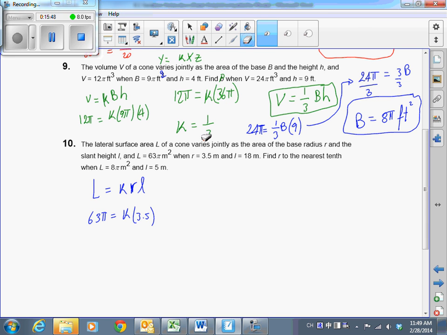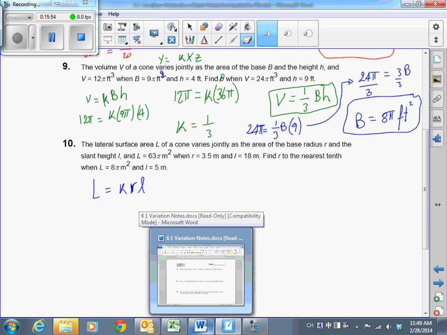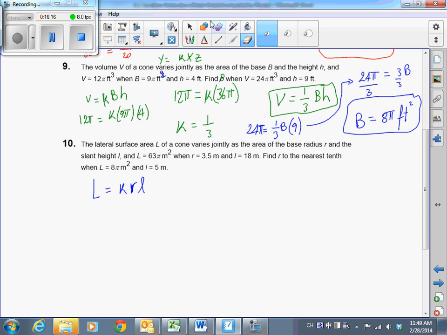What's wrong with this? Guys, this is a little tricky. What is tricky about it is this. They say the lateral surface area L of a cone varies jointly as the area of the base radius R. We need the area of the base radius R. What's the area of the base of the cone? Base of the cone, what is the shape? Circle. What's the area of a circle? Pi r squared. So the first thing I need to do is note that area of the base radius R is actually pi r squared.